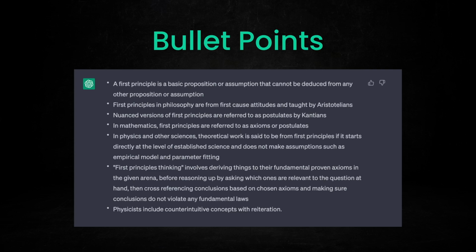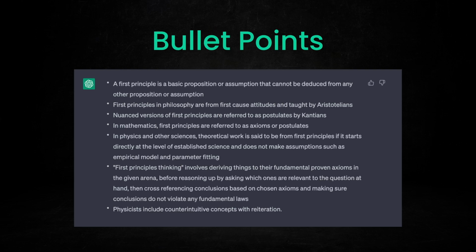You can also ask ChatGPT to generate a list of bullet points for your topic. Bullet points are similar to numbered lists but instead use bullet symbols to denote each item. They are great for presenting information in a concise and easy-to-read format.